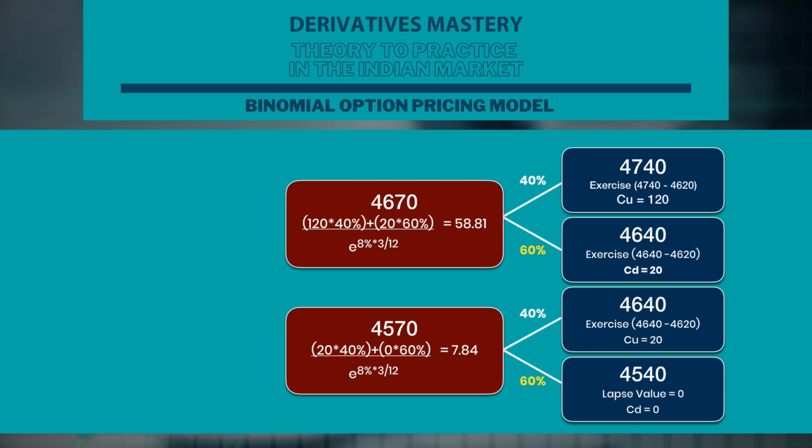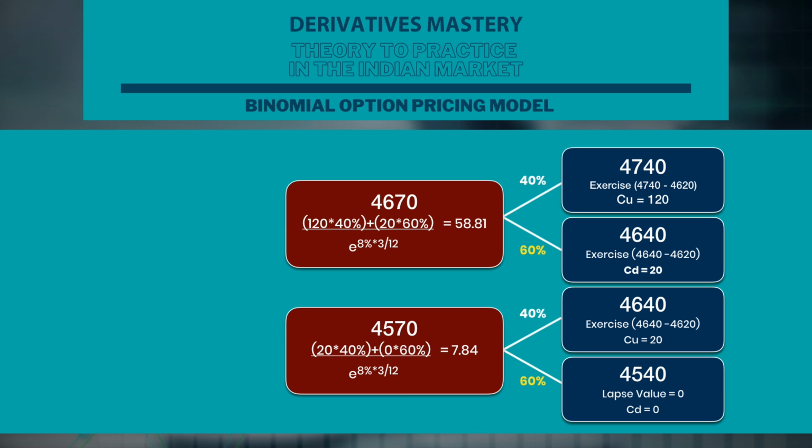Similarly, it is done for the down node, which is 4,570. So from 4,570, there are two possible outcomes, which is 20 into 40% plus 0 into 60%, divided by e to the power 8% into 3 by 12. This gives us an answer of 7.84.